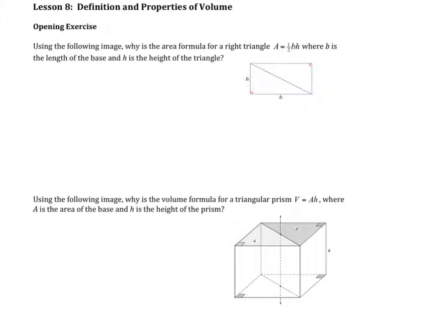So in this opening exercise, we're using the following image to answer why is the area formula for a right triangle A equal to 1/2 base times height, where B is the length of the base and H is the height of the triangle. The right triangle may be rotated about the midpoint of the hypotenuse so that two triangles together form a rectangle. The area of the rectangle is base times height. Since we have two congruent right triangles together that have base times height, one right triangle is 1/2 that. So it's 1/2 base times height.